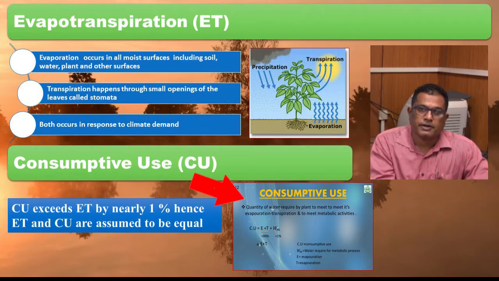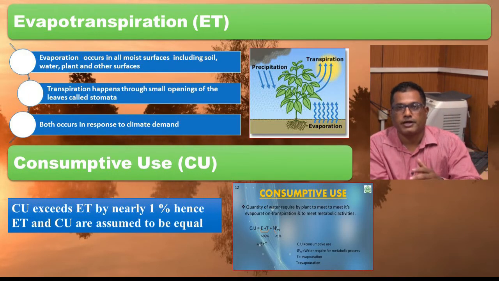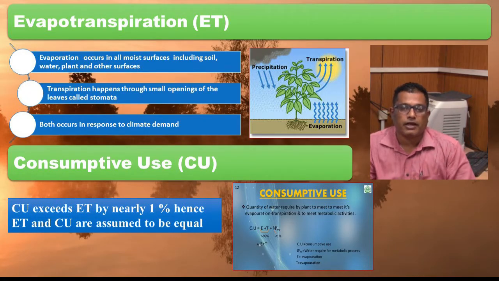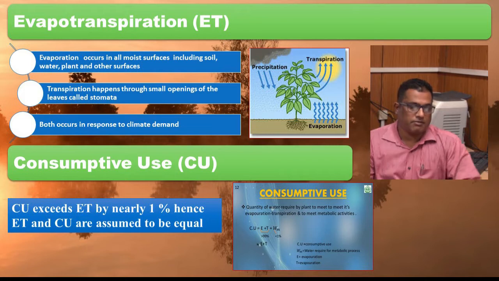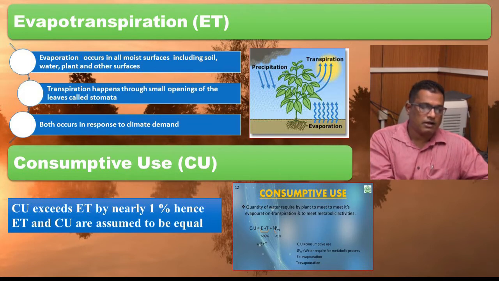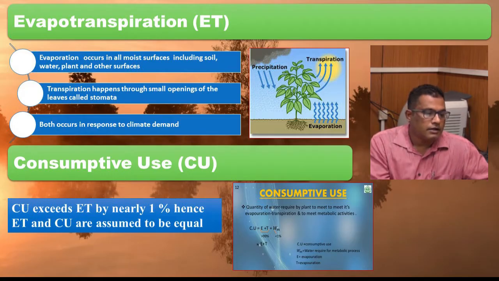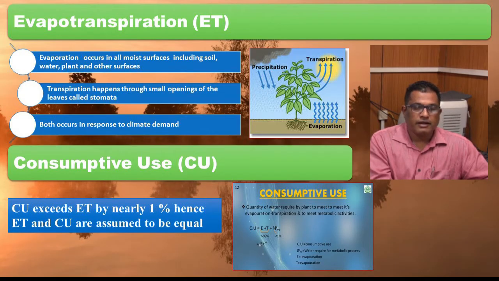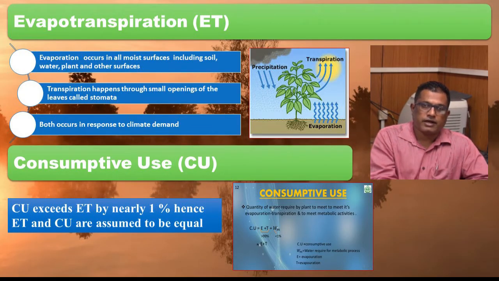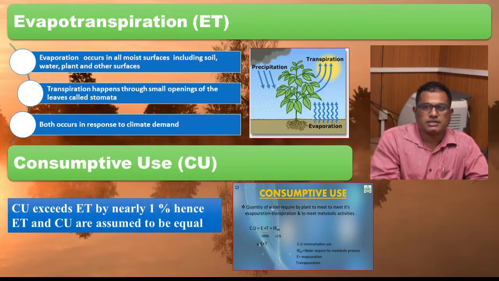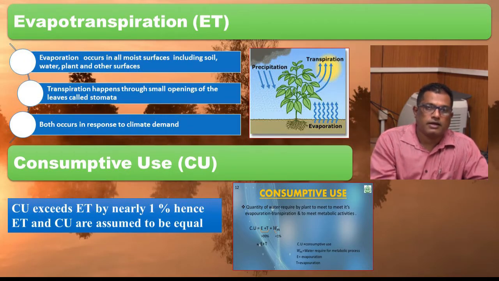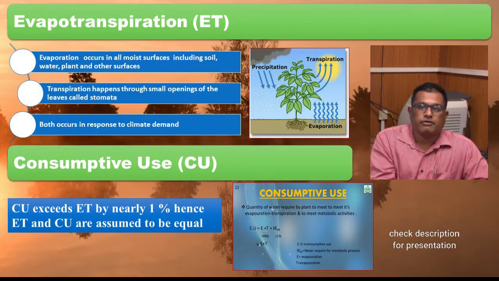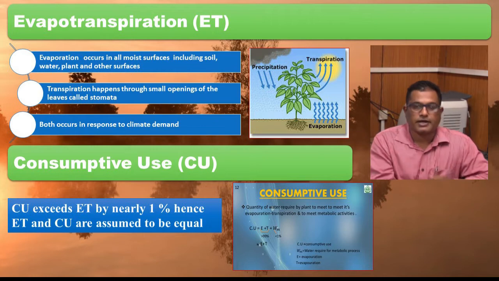So consumptive use is evapotranspiration plus the water required, a small fraction although required, for the metabolic activity of the plant. So this consumptive use is evaporation plus transpiration plus water required for metabolic process. Generally, since it is very little, we consider evapotranspiration and consumptive use as one, as same, because consumptive use is much lower than evaporation or the combined effect of evaporation and transpiration.